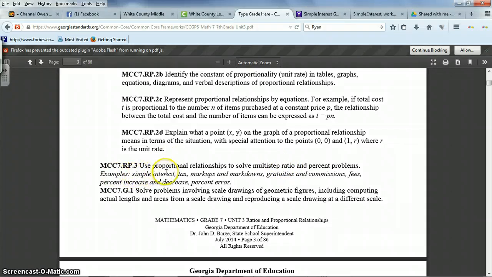So it says we're going to do some simple interest, tax and markups, markdowns, gratuities, that's like tips, commissions, fees, all that stuff. This is very applicable stuff. That means you're going to use it in your life, which is pretty cool. Anytime we do stuff that you can use today, that's always good. These are just examples of things we can do.